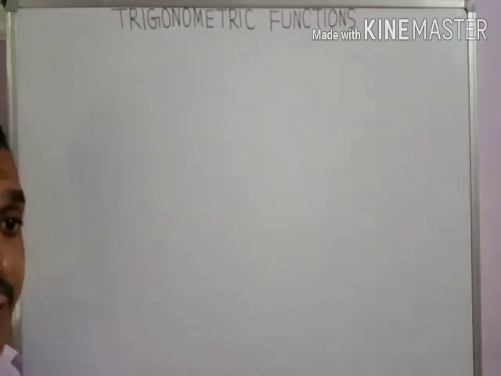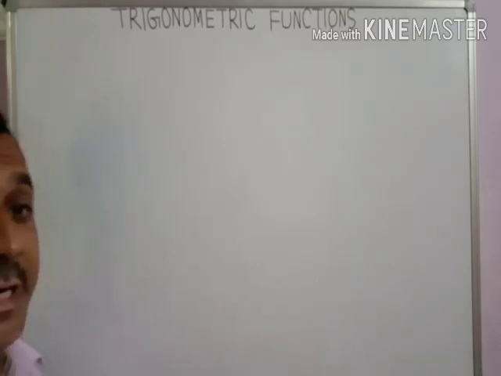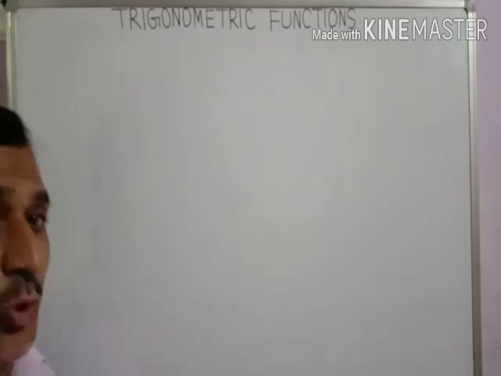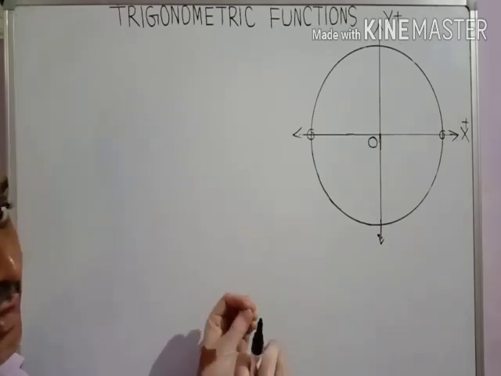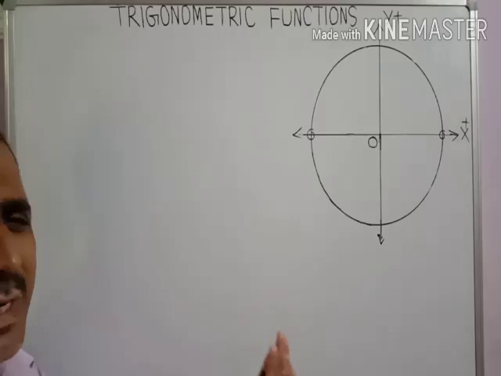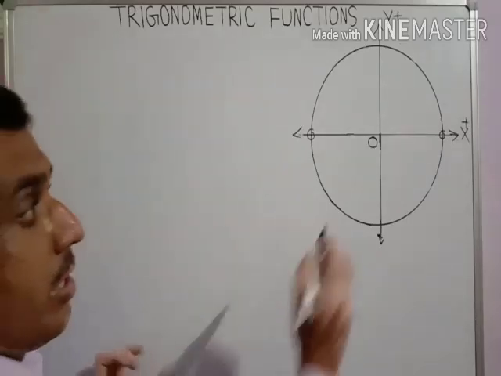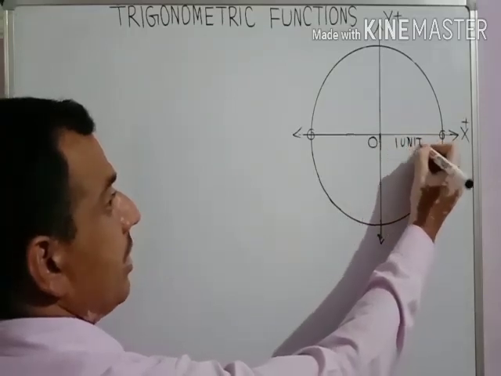So let us understand how to get the values of T ratios for angles more than 90 degrees, I mean pi by 2 radians, or less than 0 degrees. And here I have taken one unit circle. Your question, sir, what is a unit circle? A unit circle is nothing but a circle of radius 1 unit. That's all. It means this radius is 1 unit.